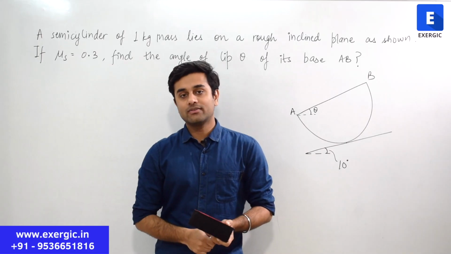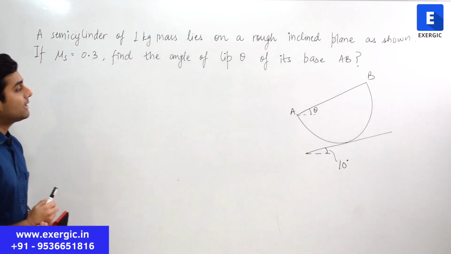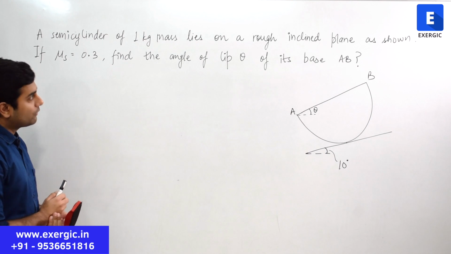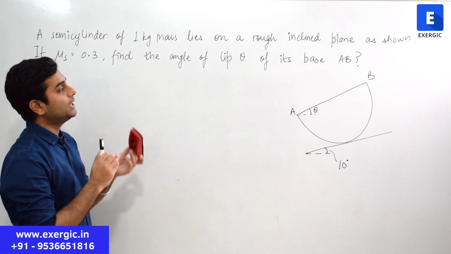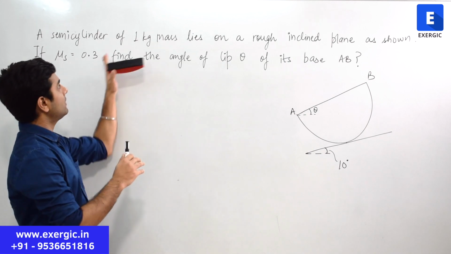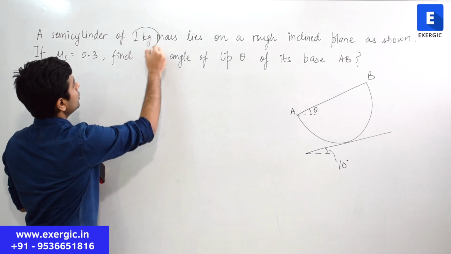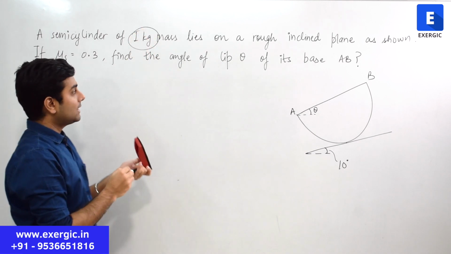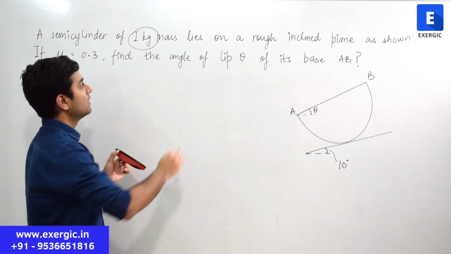Now let us solve another problem from friction. The problem says that a semi-cylinder of 1 kg mass lies on a rough inclined plane as shown. So we have a semi-cylinder, as you can see in the figure. Its mass is given to you, 1 kg, and it lies on a rough inclined plane as shown.